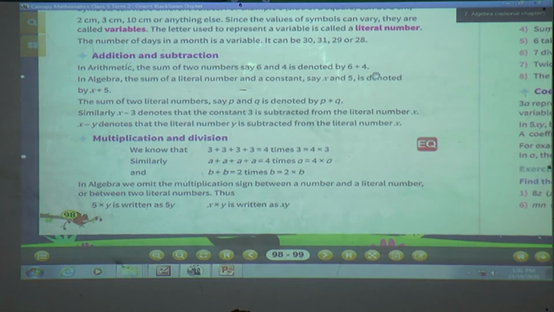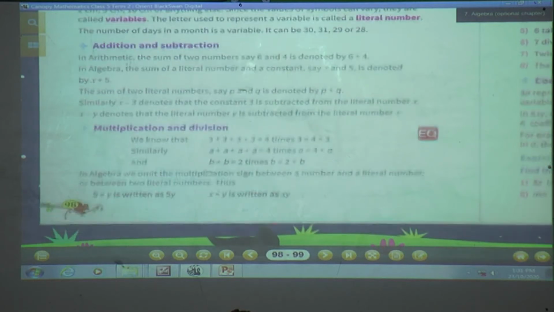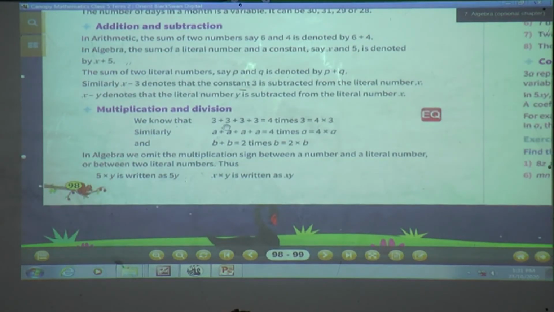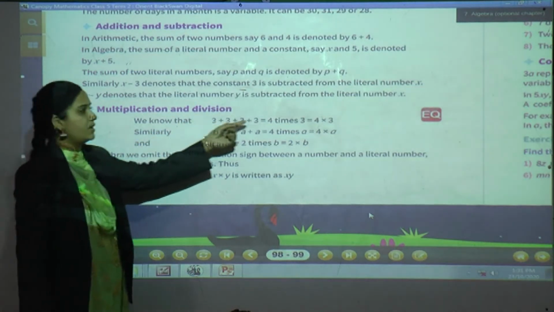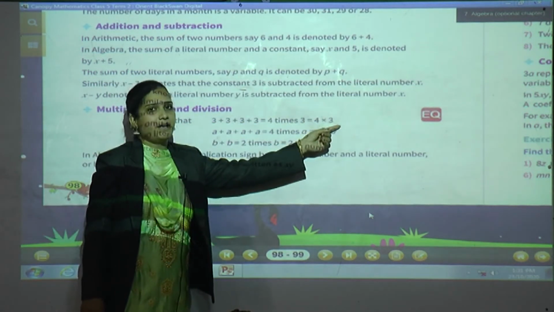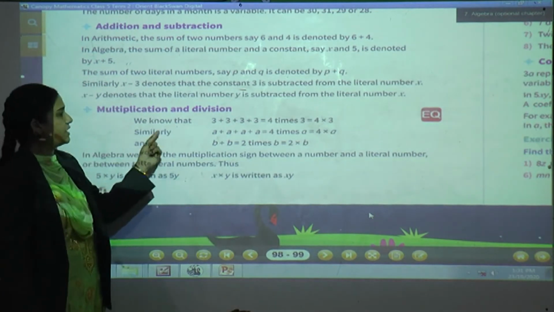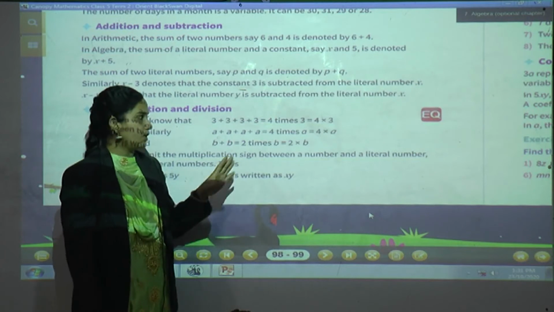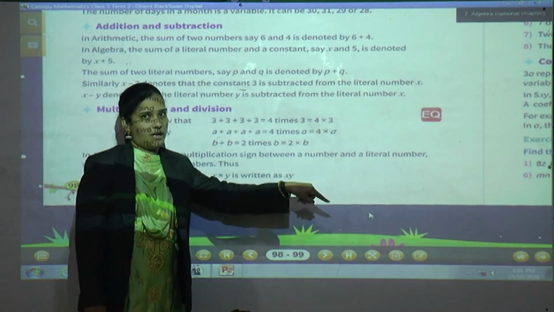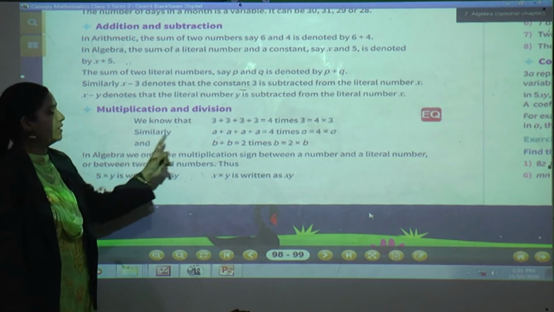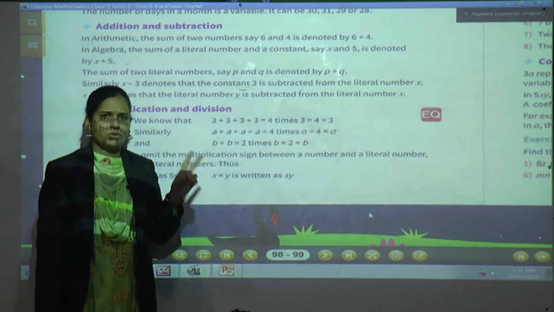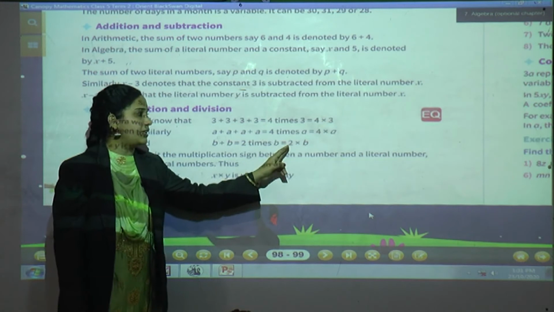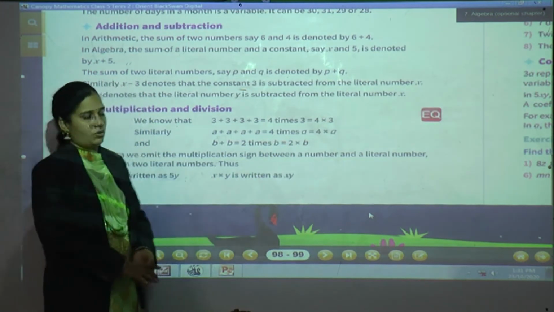So how to do multiplication and division? Now see here, we know that 3 plus 3 plus 3 plus 3 is equal to 4 times 3, 4 multiplied by 3. Similarly, a plus a plus a plus a means 4 times a. So we can write 4 multiplied by a also here, and b plus b means 2 times b, so we can multiply 2 by b also.